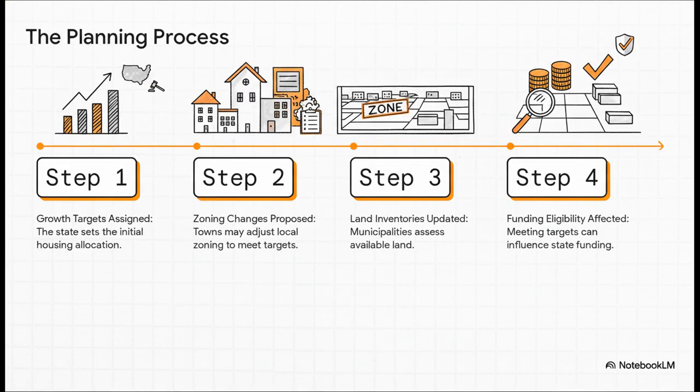Think of this system of assigning growth targets as the starting gun for a much longer race. Once these targets are set, they kick off a whole chain reaction. Towns might start proposing zoning changes to meet them. They'll update their inventories of available land. And it can even affect their eligibility for state funding for things like infrastructure or other local projects.